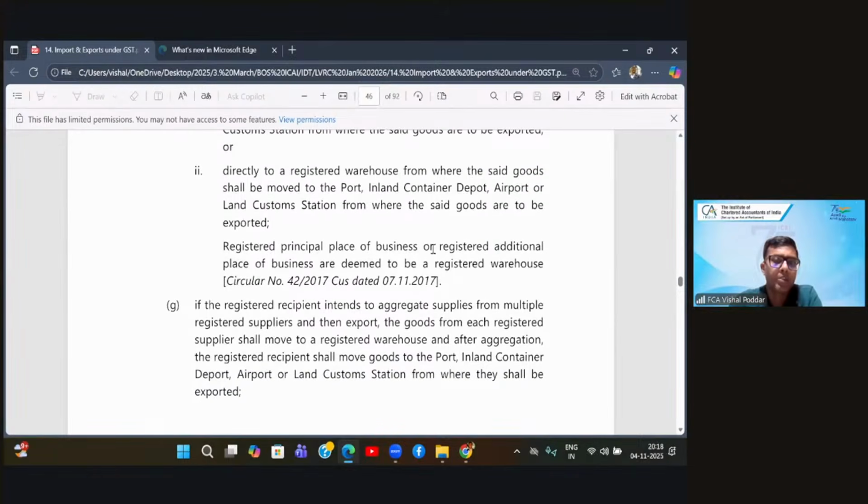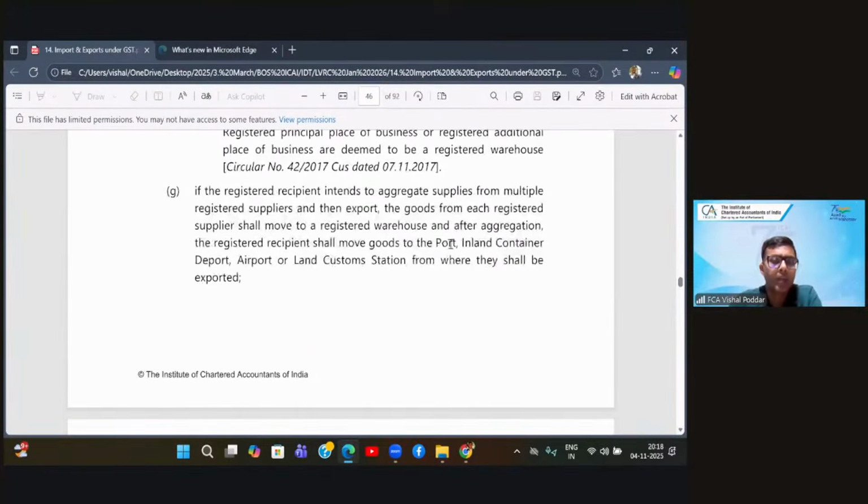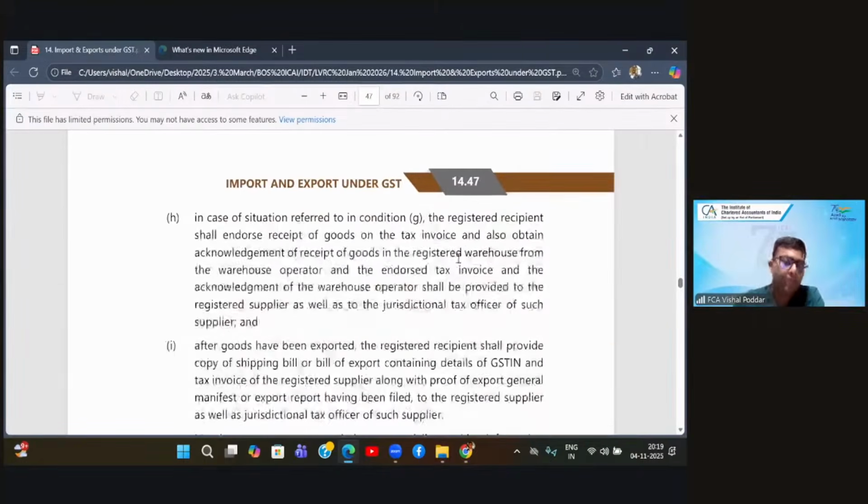So registered principal place of business or registered additional place of business are deemed to be a registered warehouse. Now, if I intend to aggregate supplies from multiple suppliers and then export, the goods from each registered supplier shall move to my registered warehouse, and after aggregation, I shall move the goods to the port, inland container depot, airport, etc., from where they can be exported.